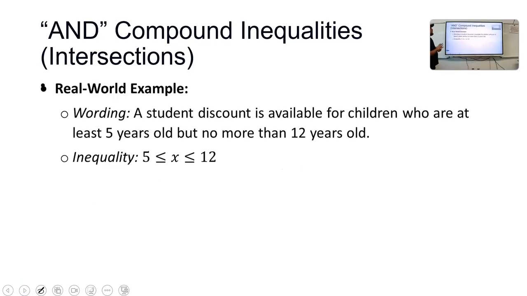Next, a real world example would be a student discount available for children who are at least 5 years old, but no more than 12. So you have to be somewhere in between that. In this case, it's inclusive because it says at least 5, that means 5 or more, but no more than 12, which means 12 or less. So we'd write it as 5 is less than or equal to x is less than or equal to 12. You have to be between 5 and 12 to get that discount.